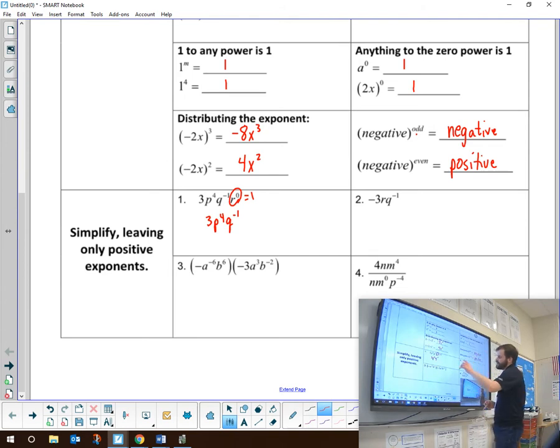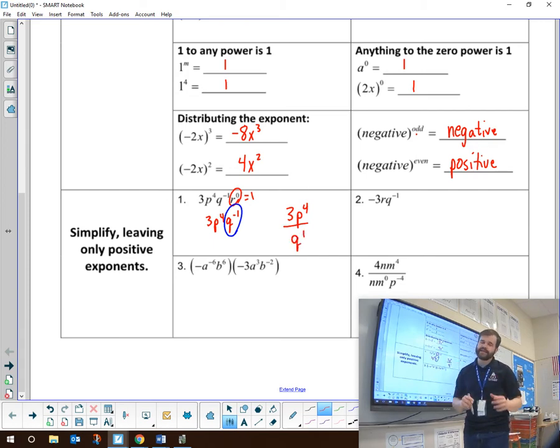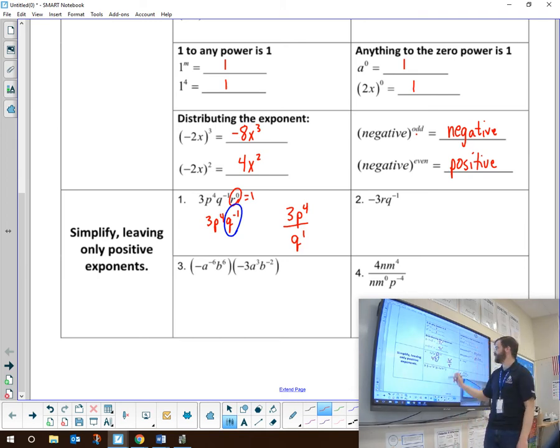Okay, next step. I can't multiply any of this together because I have different variables. P times Q doesn't work, okay? We just write them beside each other. There's nothing else that I can do except I have this Q to the negative 1, and we're going to have to flip it. So we're going to flip it to be 3p to the 4th over q to the 1. Anytime you see a negative exponent, we either need to flip it up into the numerator or down into the denominator. And guys, that's going to be simplified. That's all we got to do there.